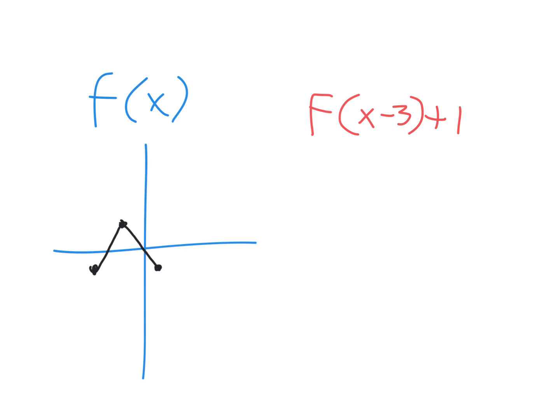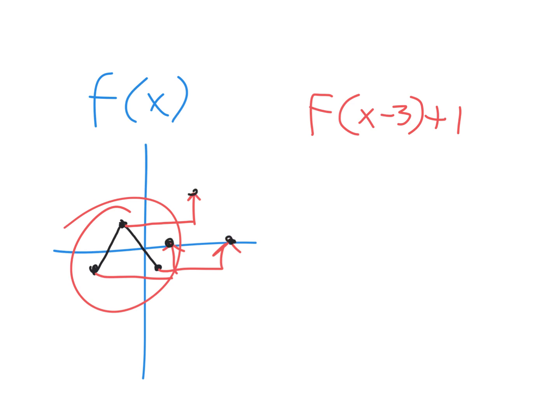If I needed to, I could take this and move it to the right 3 and up 1. So I take every single point on it and move it 3 to the right. Let's say 3 is that far. And up 1. Every single point, right 3, up 1. This point, right 3, up 1. And I could now have my new triangle. Make it wavy. My wavy triangle got moved right and up. That makes sense to you?